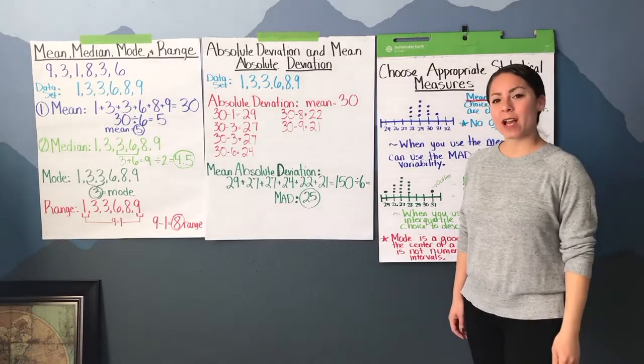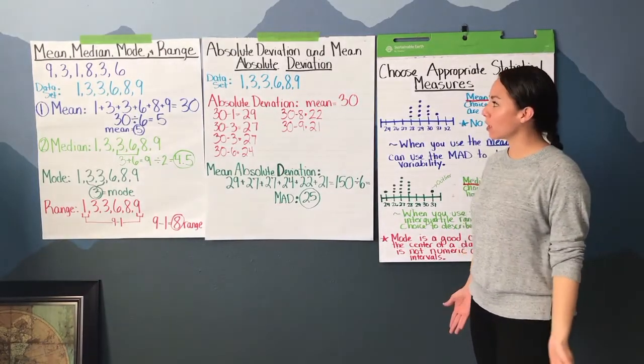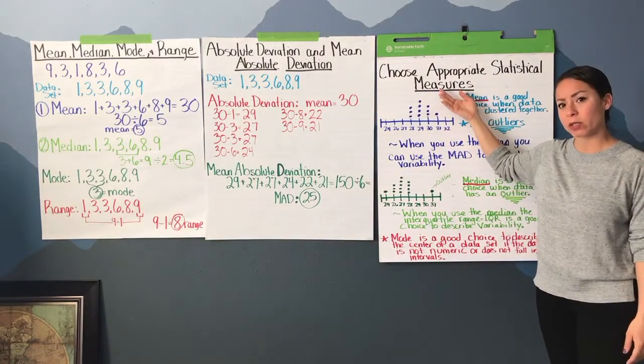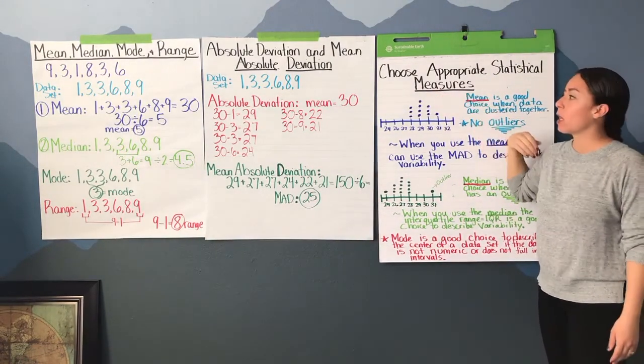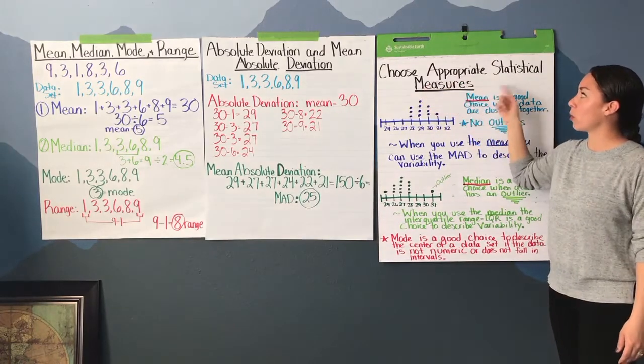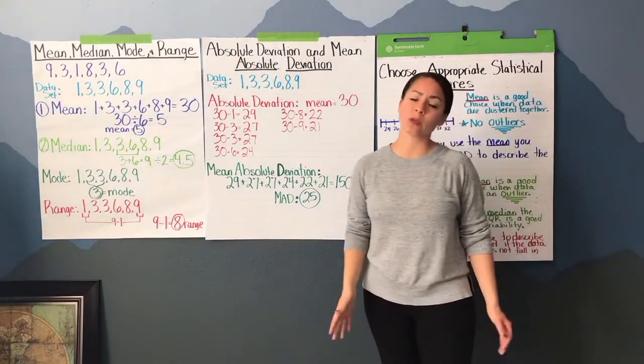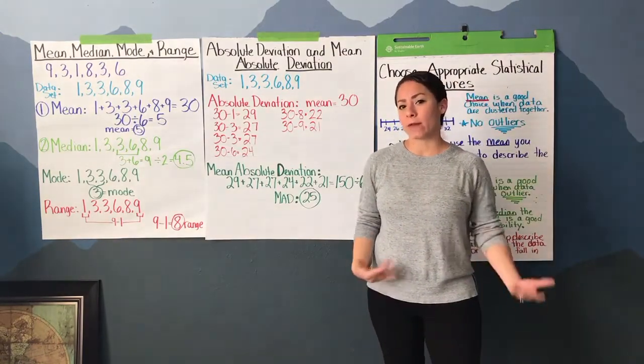Kendra here again. I'm going to do this video today to help you guys out on, I believe it's 8-6 that we're going to be working on this week. The section is called Choose Appropriate Statistical Measures. We did start this in class before the school closure, but we didn't get that far into it.